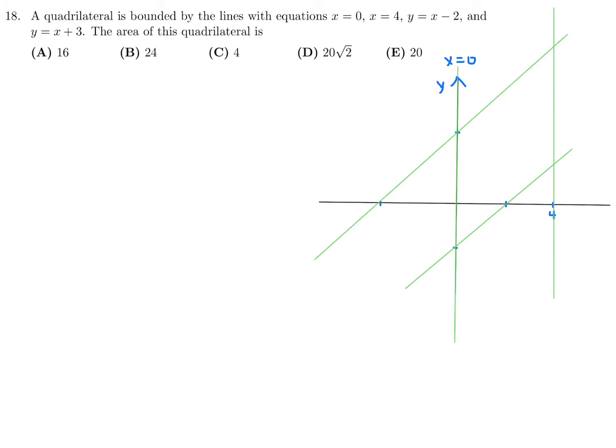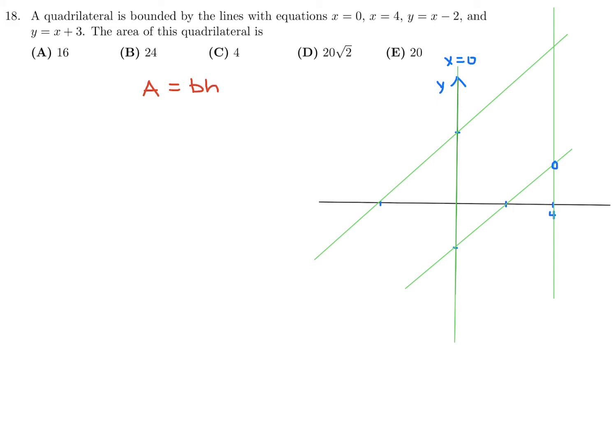The quadrilateral obviously is this guy right here, and we have to figure out the area of that. Okay, area of a quadrilateral is basically base times height. So I just have to figure out some distances. The first distance is going to be the base, and that should be relatively simple since we know those points.